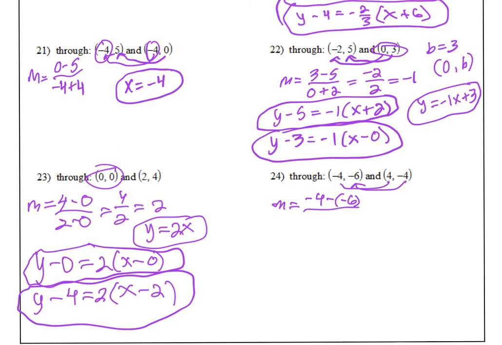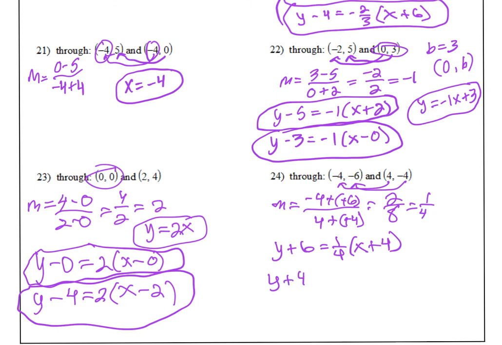And then we're going to do 4 minus negative 4. I don't know why I didn't change those to pluses. Plus, plus, plus, plus. So that's 2 over 8, which is 1/4. So for point slope, that's y plus 6 equals 1/4, and then x plus 4. For the other point slope would be y plus 4 equals 1/4, x minus 4.